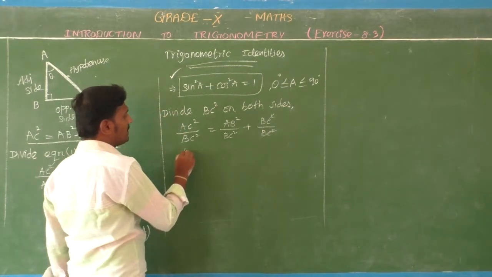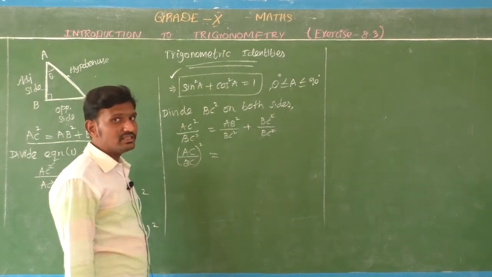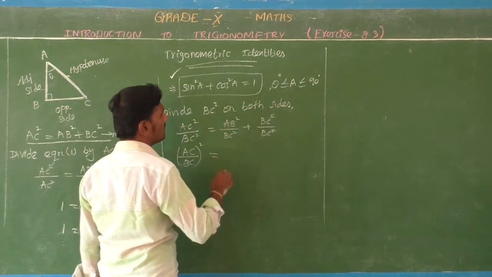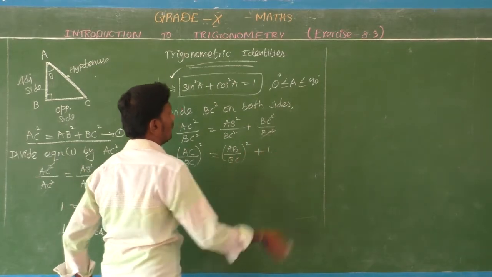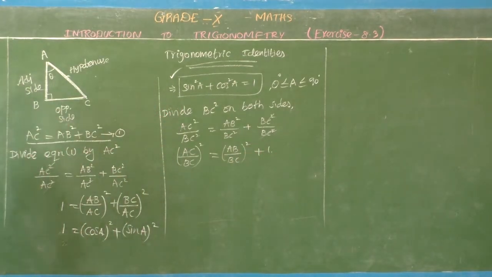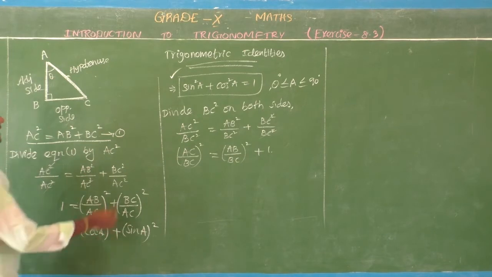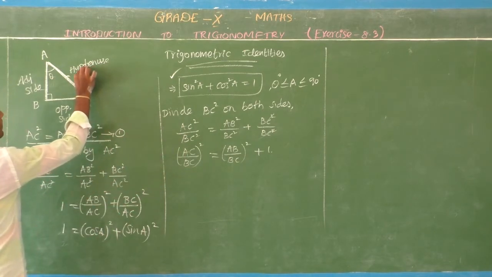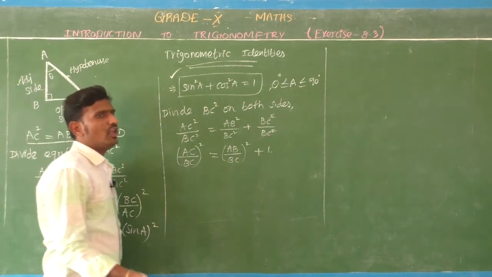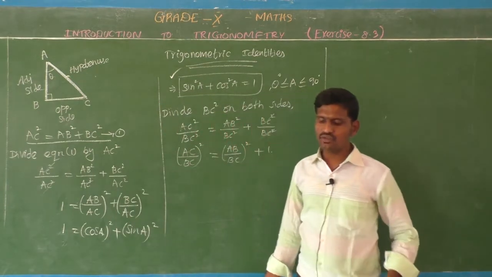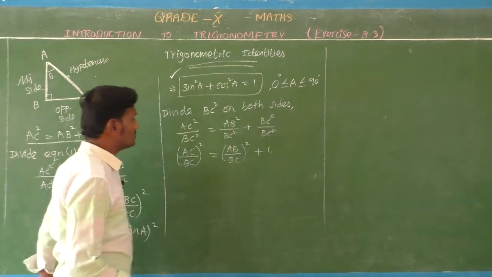Now AC square by BC square means AC by BC the whole square, and AB square by BC square means AB by BC the whole square, plus 1. Now AC divided by BC: AC is the hypotenuse, divided by BC, the opposite side. Hypotenuse by opposite side gives cosecant square theta, that is cosecant square A.